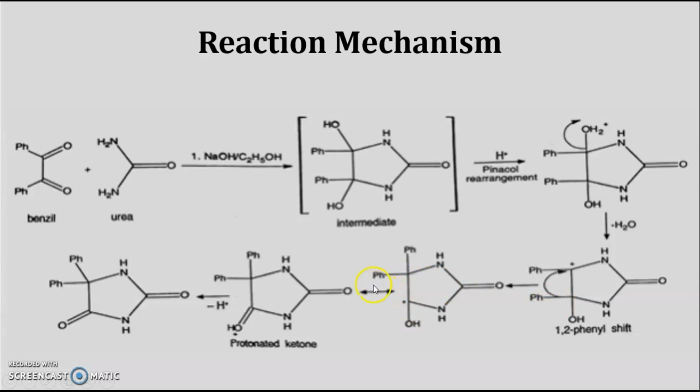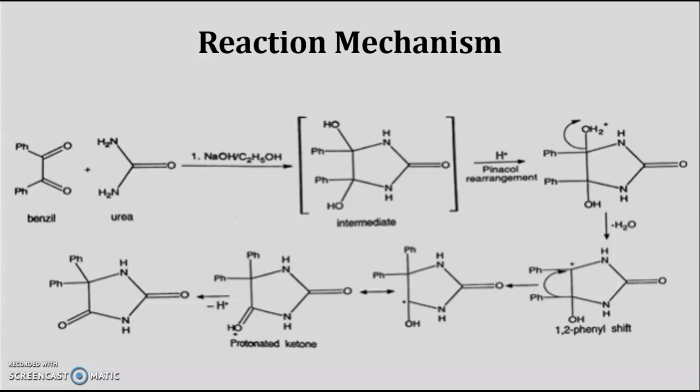Now further on rearrangement, this carbocation forms a double bond with the oxygen atom to get stability, due to which oxygen gets this positive charge, which is known as the protonated ketone. Now this protonated ketone will lose the hydrogen atom and it will be converted into the ketone functional group. In this way, the reaction mechanism of the second step, that is the synthesis of phenytoin from benzil, proceeds.